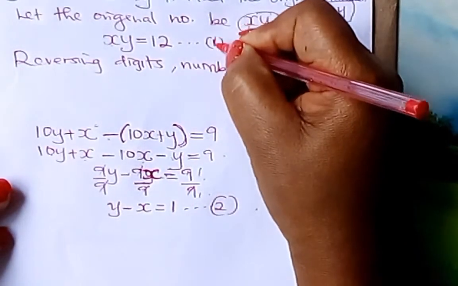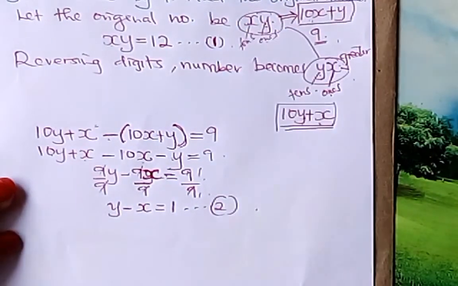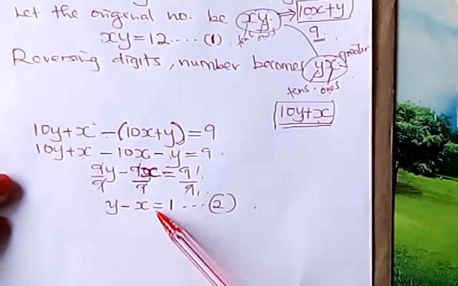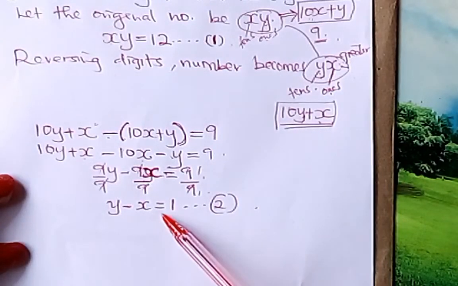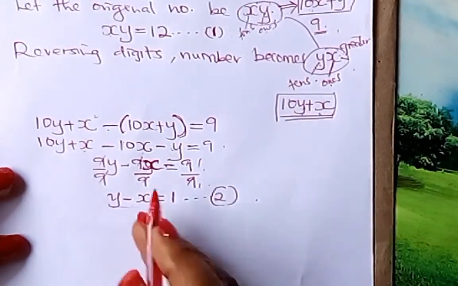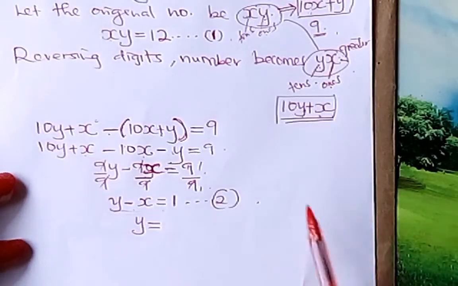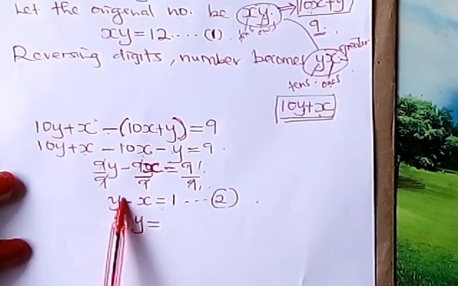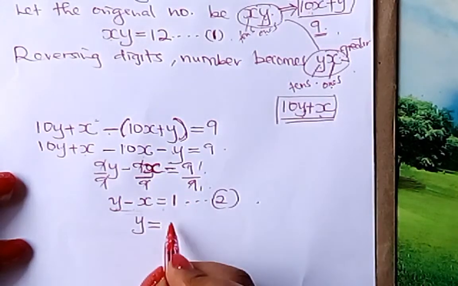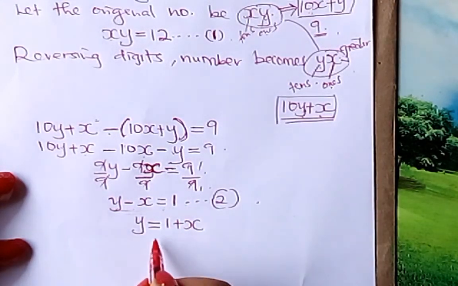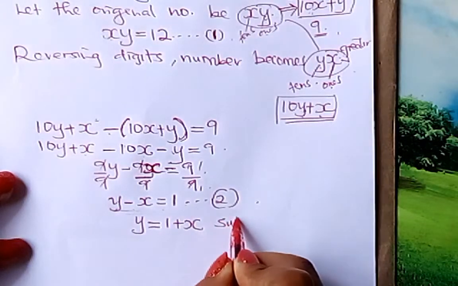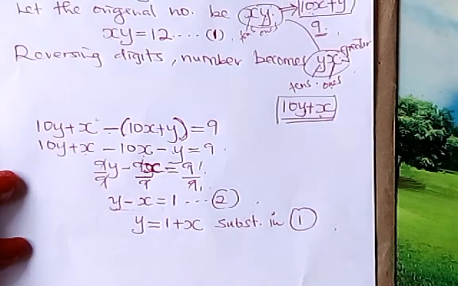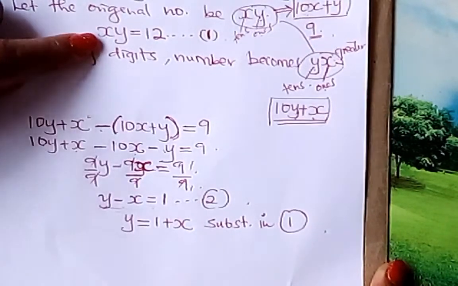Remember, our first equation was this one here. So we have two equations. We solve them simultaneously. In this one, make y the subject of the formula. So y will be equal to what? Take this to the other side. So you get 1 plus x. Then substitute this in equation 1.